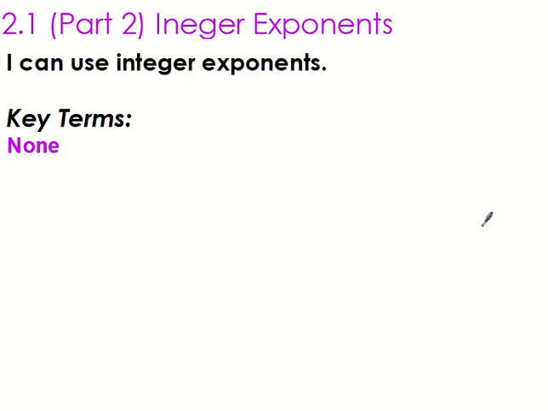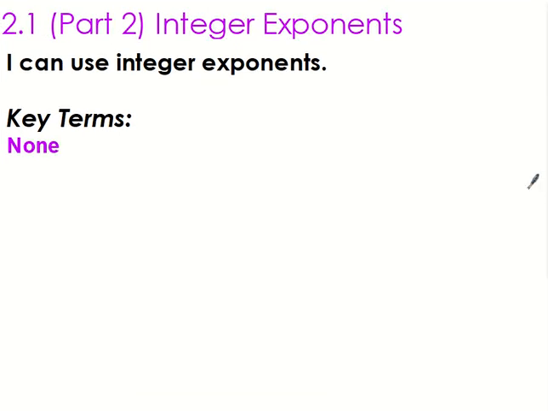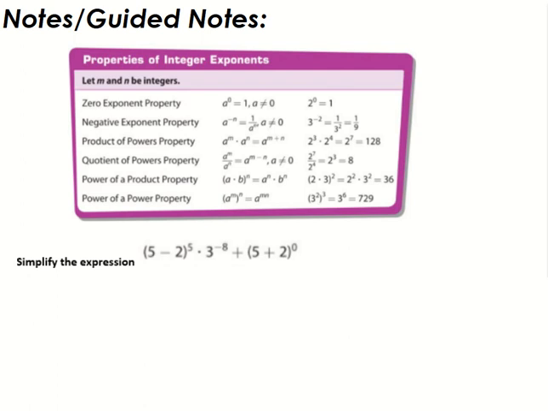All right, we are doing 2.1 part 2, still integer exponents. Can't spell apparently. Let me fix that. So I can use integer exponents. We're going to still be using the same properties we've been using, but we're going to be using them in a slightly different way. We don't have any key terms today because we wrote them all down in our last note taker. I also put them all here for you, which gives you some more examples. So we've got our 0 exponent, we've got our negative exponent, and a couple more examples.